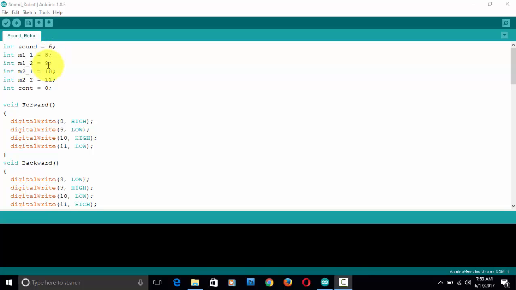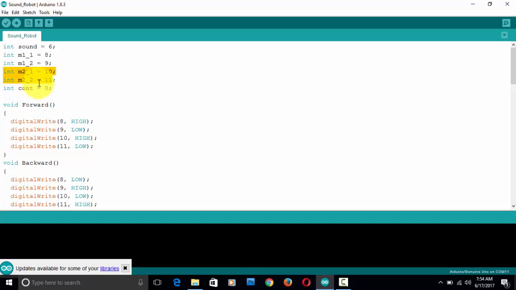As usual, if you saw my first video, I told you that for one motor there will be two wires for the IC, which I showed you in my previous video, that is nothing but the motor driver IC. So for that we require two pins for one motor. So these are the two pins for the two motors. And I am taking a count value to count how many counts I am getting.